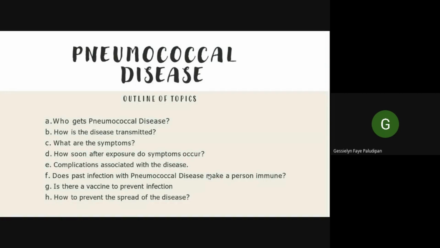Next po is the pneumococcal disease. In here, we will get to tackle about who gets pneumococcal disease, how is the disease transmitted, what are the symptoms, how soon after exposure those symptoms occur, complications associated with the disease, does past infection with pneumococcal disease make a person immune, is there a vaccine to prevent infection, and how to prevent the spread of the disease.